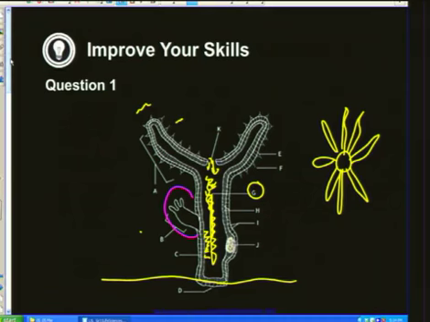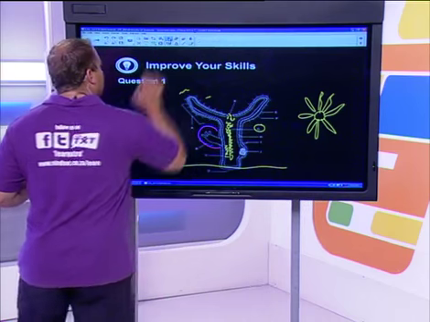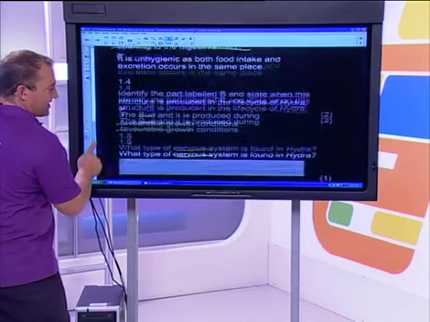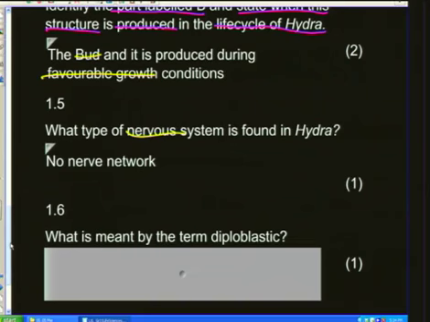Why not? Because it's the most simple creature we've got. Well, it's the second most simple, but it's a simple creature, which means it does not have a nervous system. There's no nerves. There's no nerve network.